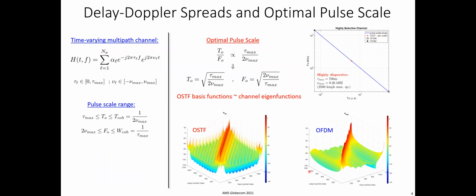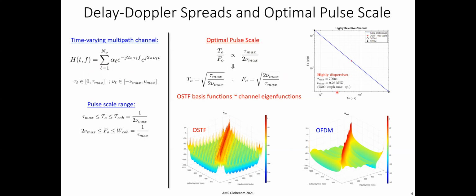Now, the pulse scale is an important thing. We are considering communication over doubly dispersive channels, which consist of propagation over multiple paths, each with its own delay, Doppler shift and path gain. This is the time varying frequency response. So the optimal pulse scale depends on the delay and Doppler spreads. And as shown in our 2004 paper, the ratio should be proportional to the ratio of the delay and Doppler spreads. And so that gives you these optimum values. And that's what's shown here.